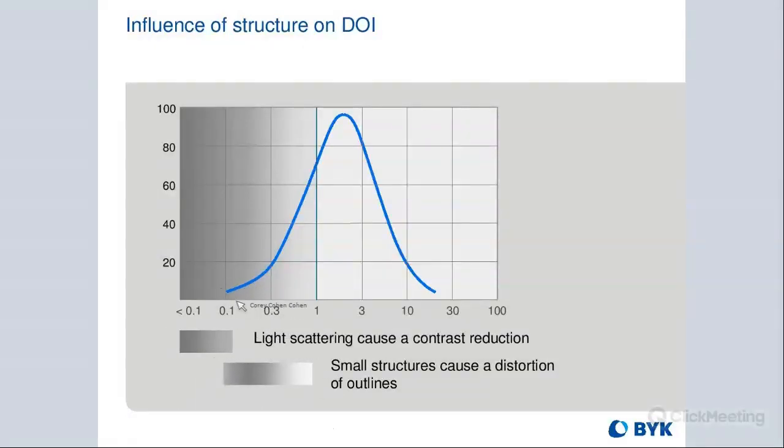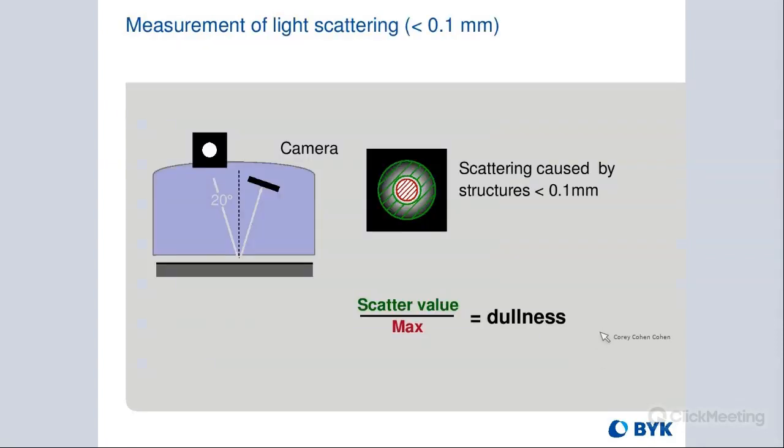Distortion of outlines, largely small wave structures, and contrast reduction in the less than 0.1 millimeter range. And so we need a way to measure that, because the laser light measurement principle of the Wavescan doesn't do it by itself. This is where the dullness measurement comes in. It is a separate measurement system within the Wavescan, with a completely separate measurement principle from the laser light source principle.